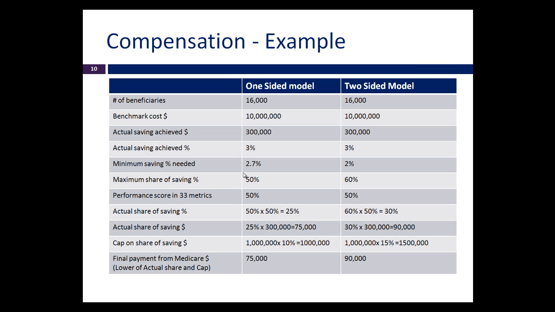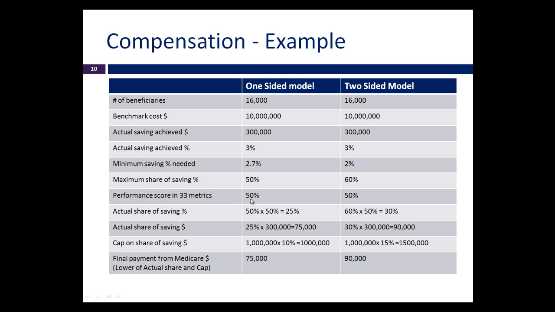So, having determined the maximum possible percentage to which you're entitled, the next step is to determine the actual percentage. Now, in order to determine that, CMS indicates that each ACO will be ranked across 33 quality metrics. The CMS has identified these 33 quality metrics, and the ACO will be graded at the end of the reporting period in each of these 33 metrics.